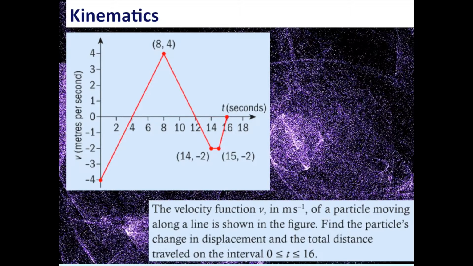We can have a look here again at this idea of representing the displacement and distance on a graph. We've got the velocity function v in meters per second of a particle moving along a line. Find the particle's change in displacement and the total distance on the interval between 0 and 16. So fairly straightforward this. For the total displacement, you could either integrate the whole thing, or just find out each individual area geometrically and add them together.